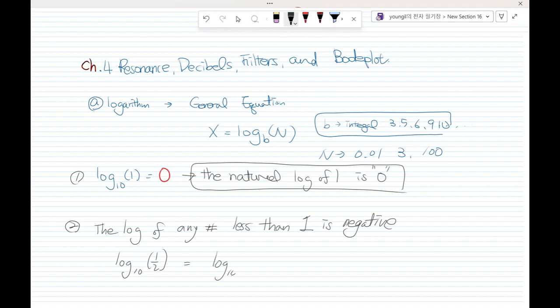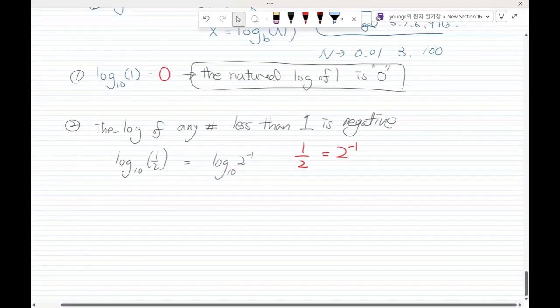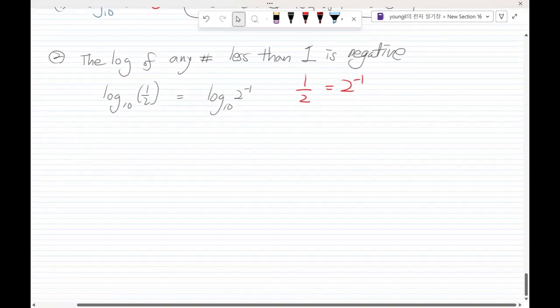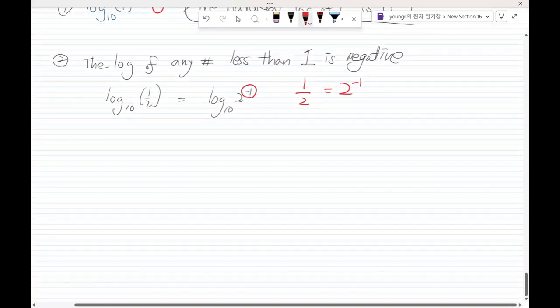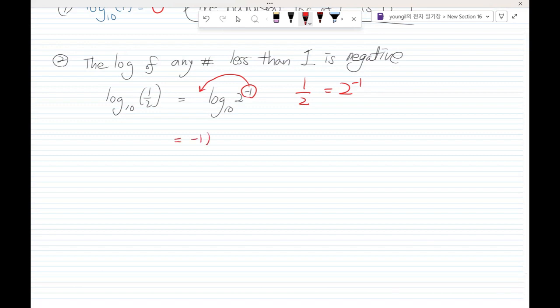For example, log base 10 of 1/2, what is that? Log base 10 of 2 to the minus 1. So the 1/2 is 2 to the minus 1, just like this one. Now minus 1 goes in front of the log: minus 1 multiplied by log base 10 of 2.